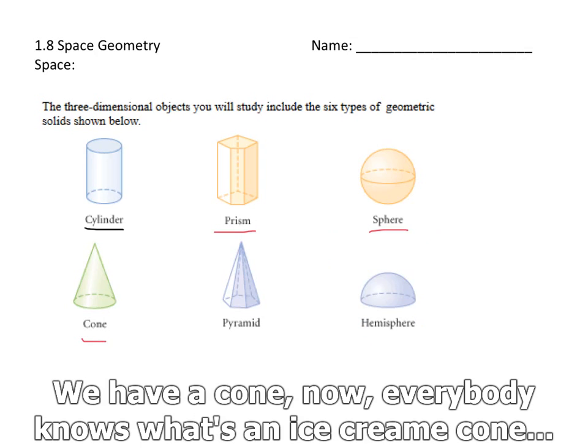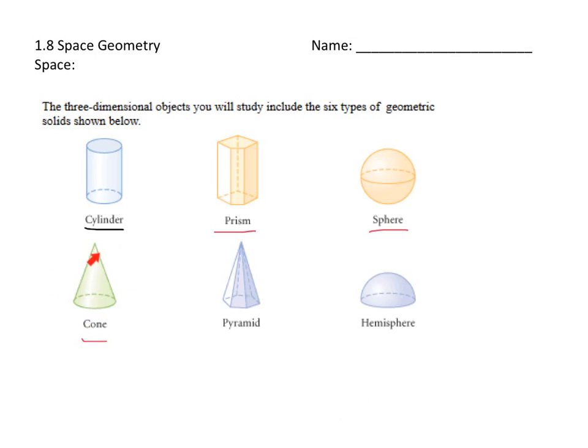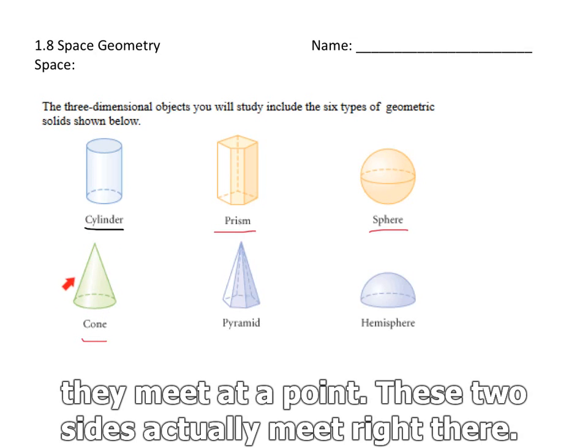We have a cone. Now everybody knows what's an ice cream cone, right? This just looks like upside down. The base is a circle, and then they meet at a point. So these two sides actually meet right there.